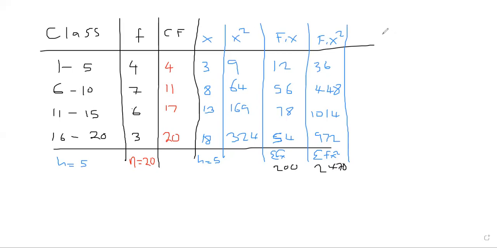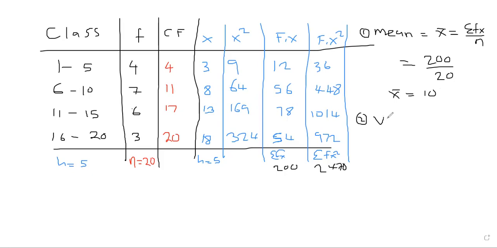All right, so let's find these 4 things. Number 1, the mean. What's the formula for the mean? Summation of fx over n. So our sum of fx here is what? 200. Divided by our n, which is 20. So the mean becomes 10.